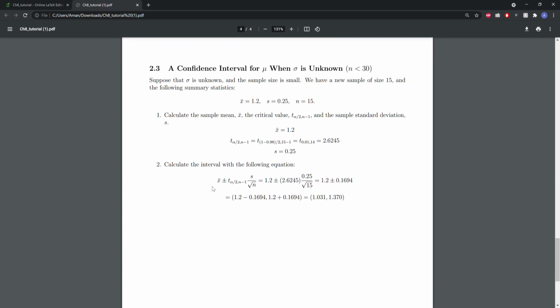And the interval is given in a similar way to the prior question, except now the critical value is replaced with the critical value from the t-distribution. So we get a confidence interval of the following, and this tells you that we are 98% confident that the true mean blood lead level in Canadians is between 1.03 nanograms per deciliter and 1.37 nanograms per deciliter.